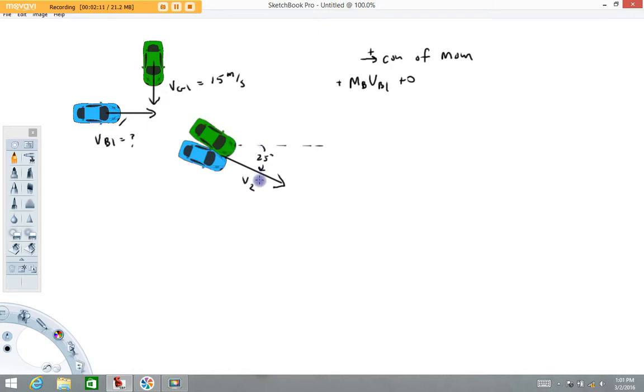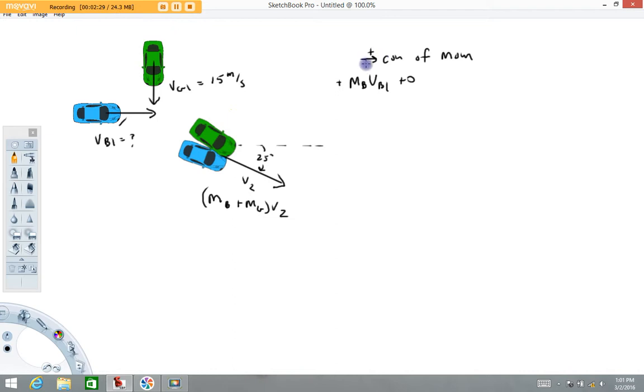So the momentum vector after the impact will have a magnitude, let's see, mv. The m is going to be the mass of the two cars. So mass of the blue car plus mass of the green car times v2. This expression would give the magnitude of the momentum after the impact.